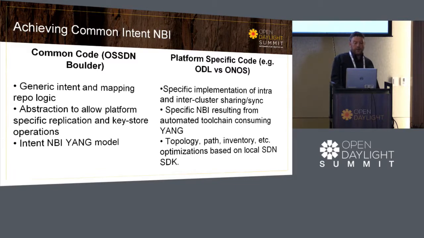So in order to do that, we're building code in a number of different areas. In the OpenSourceSDN Boulder project, which is an ONF open source project, we're going to build generic intent and mapping logic, so that we're hoping to abstract that in such a way that there's a common piece of Java code that provides most of the functionality and then has a back end that's pluggable for the platform-based clustering services and persistent services and things like that. And then the other piece that we'll have in that repository is the common intent NBI Yang model.